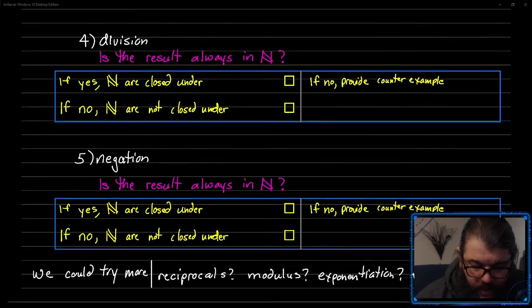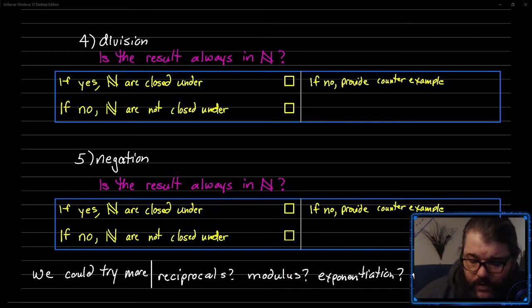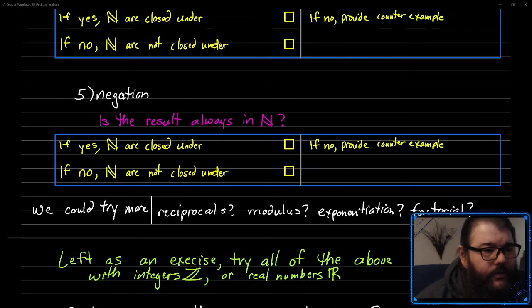You can try a bunch of other operations, like reciprocals of numbers, which sometimes works, but usually doesn't. Exponentiation, factorials, modulus, pick some operations, they're all cool, and they all have different answers. You can also try integers and real numbers and see how all these things work there. I do touch on integers a little bit in another video, so I'm not going to do these here. I'll leave these as an exercise for you.